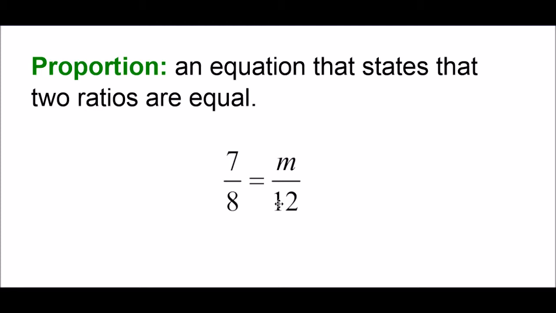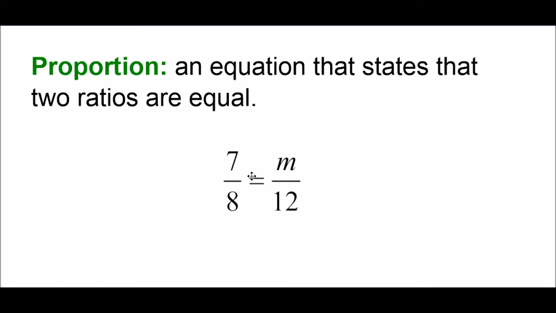For example, I have here 7/8 equals m over 12. And this is used a lot in applications when we're comparing two things, or we want to scale something. So for example, if I know that I can get 300 songs for 1 gigabyte of memory, how much memory would it take for me to get 700 songs? Something like that. So use in applications when we're scaling from one thing to another.